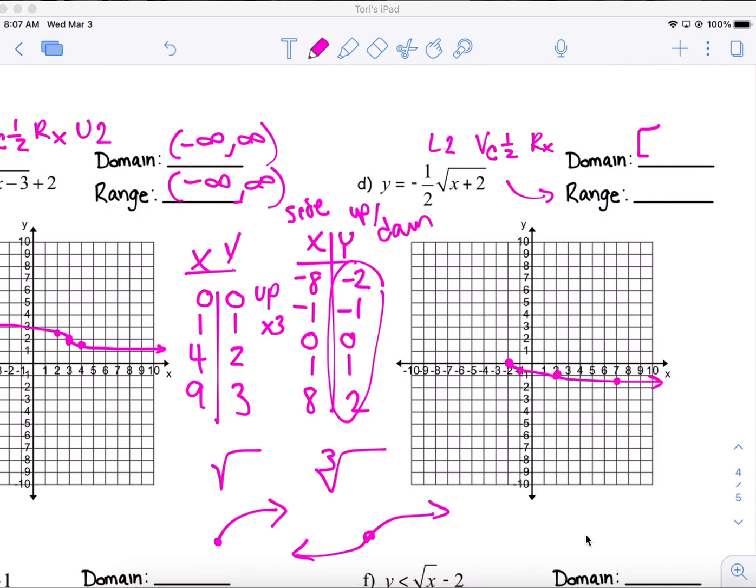Domain is going to go from -2 all the way to the right to infinity. This time my range is backwards. So this one's going to go down forever to -infinity, but the highest up it's ever going to go is 0. So I do want to close bracket on that one. Last 2 problems.